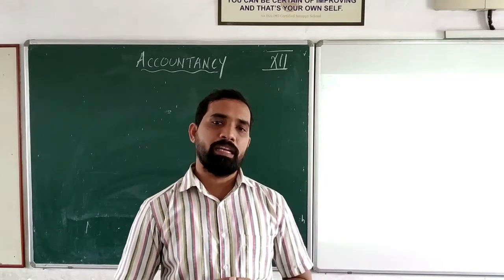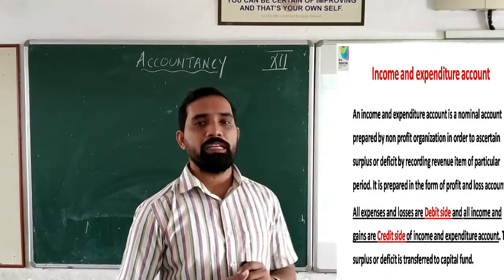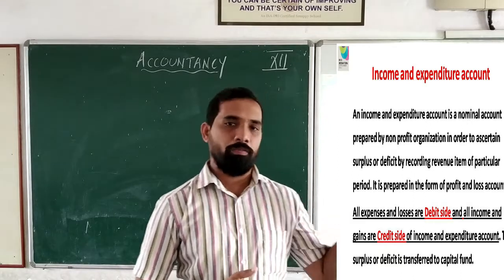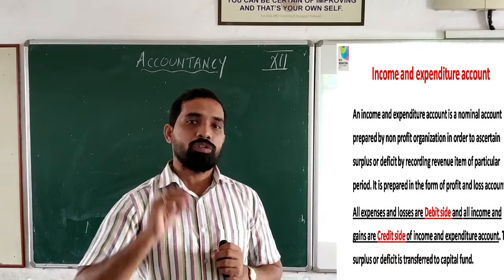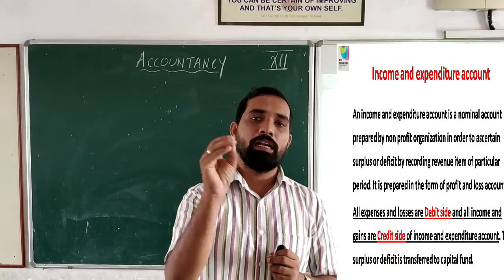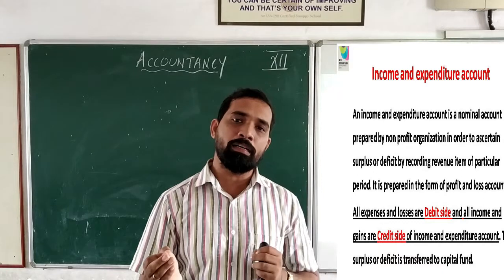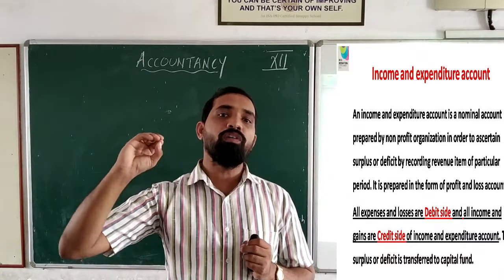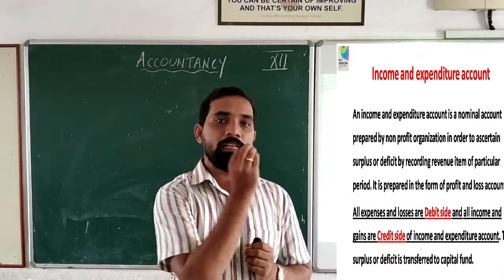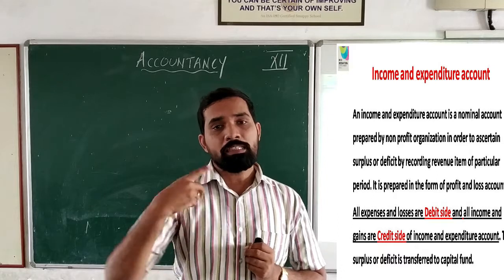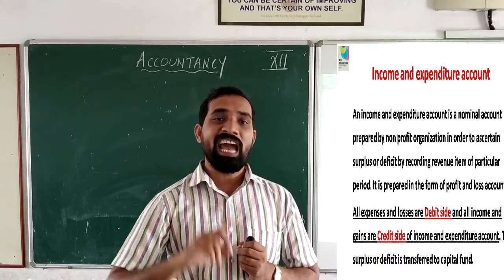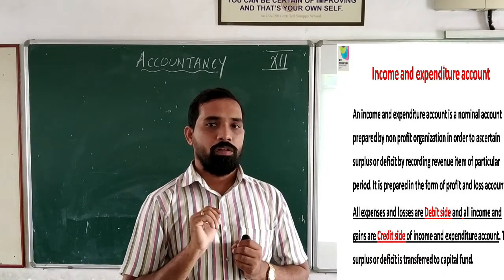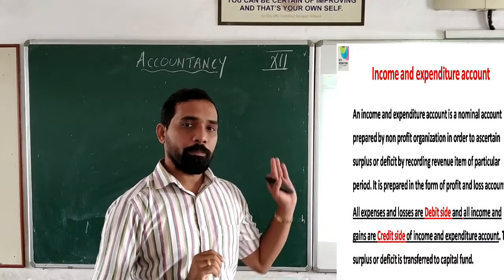What is income and expenditure account? Income and expenditure account is a nominal account prepared by not-for-profit organizations. For what purpose? To ascertain surplus or deficit. What do you mean by surplus? Surplus means excess of income over expenditure. Then what is deficit? Deficit means excess of expenditure over income.